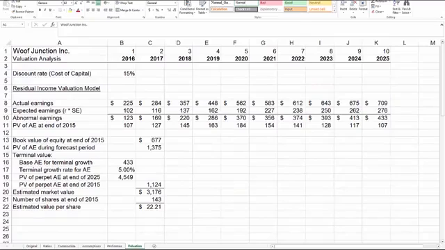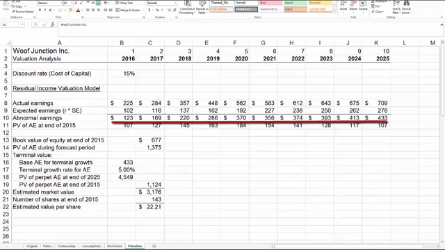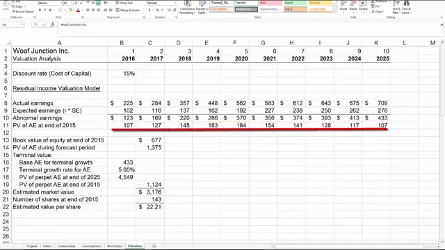Then we have to calculate expected earnings. That's this rate of return, 15%, times whatever stockholder equity was at the beginning of the period. So that's what earnings you should have earned if you're providing shareholders their 15% return. The difference between actual and expected are abnormal earnings, and this is where Wolf Junction is creating value. Then we take the present value of those annual abnormal earnings at the 15%.